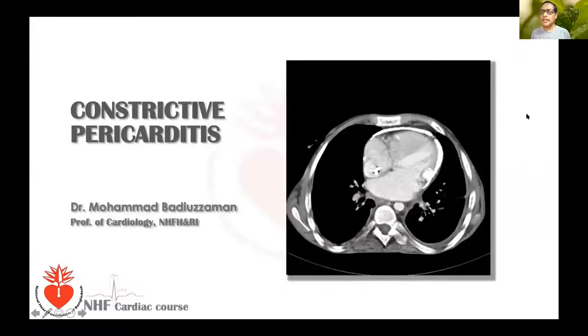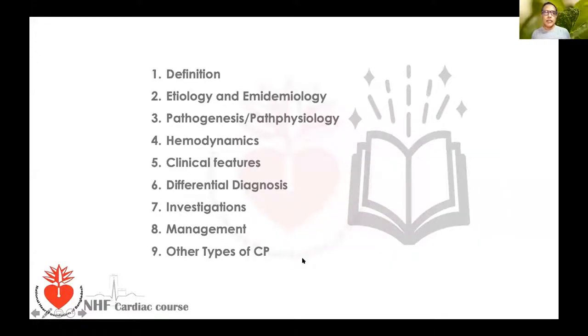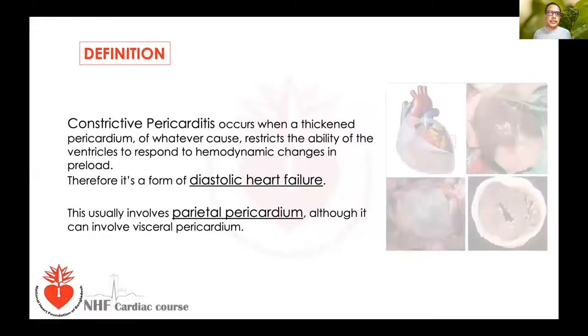Mr. Moderator and dear colleagues, and honorable panelists, my topic of discussion today is constrictive pericarditis. My talk will contain the following topics. I will be talking about the following aspects of constrictive pericarditis. So first, definition.